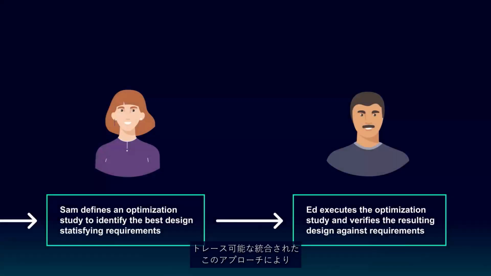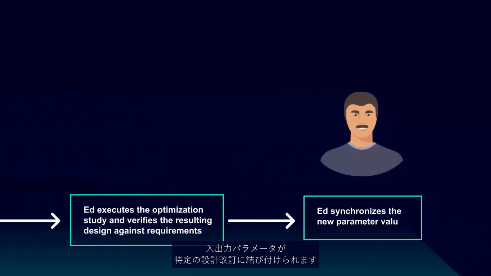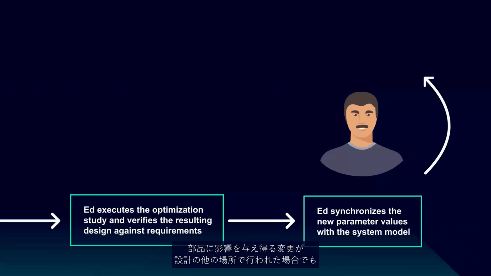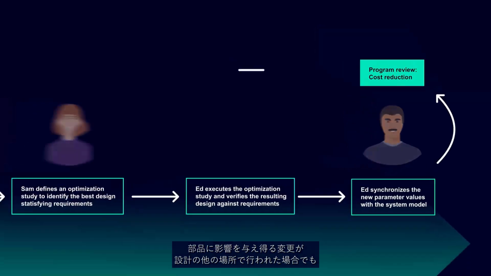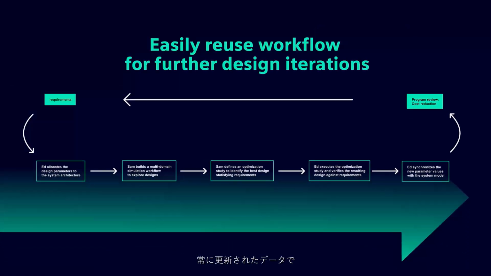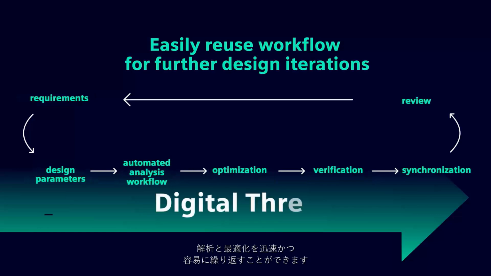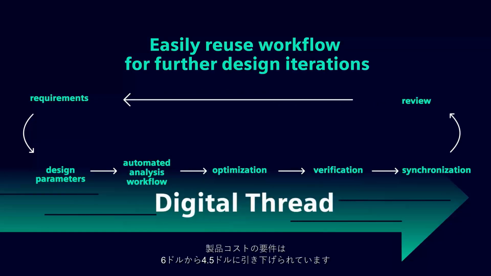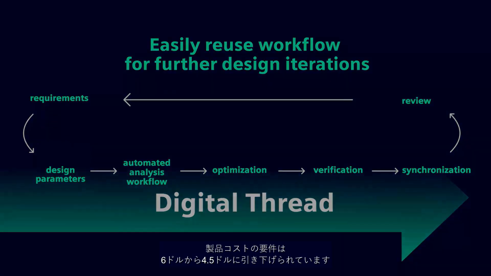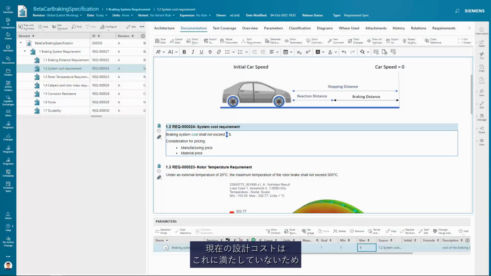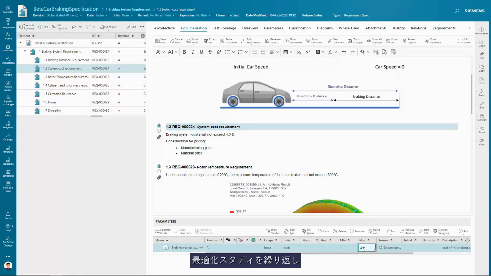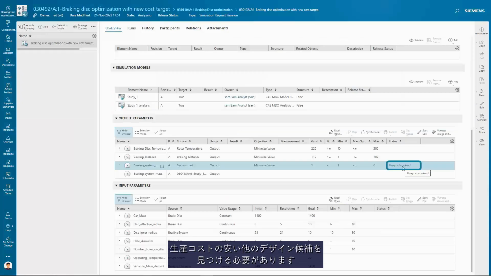A benefit of this fully integrated and traceable approach is that input and output parameters are tied to a particular design revision. If any changes are made elsewhere in the design which impact on this component, it is fast and easy to repeat the analysis and optimization with updated data. In this case, the product cost requirement is reduced from $6 to $4.50. This is below the cost of the current design, so the optimization study needs to be repeated to find an alternative design candidate which is cheaper to produce.